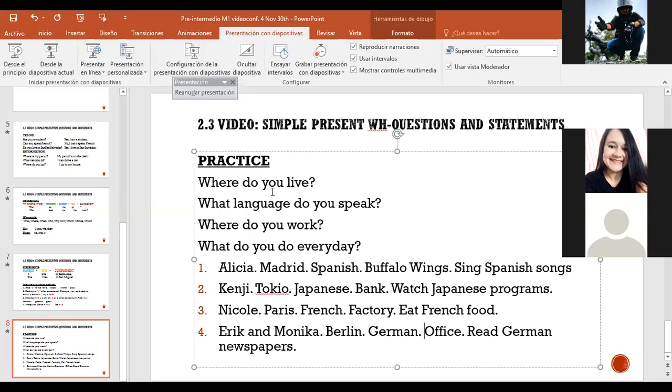Where do Erika and Monica live? Where do they live? They live in Berlin. What language do they speak? They speak German. Where do they work? They work in an office. What do they do every day? They read German newspapers. Así sería, José Godrón. Eso sería lo correcto.